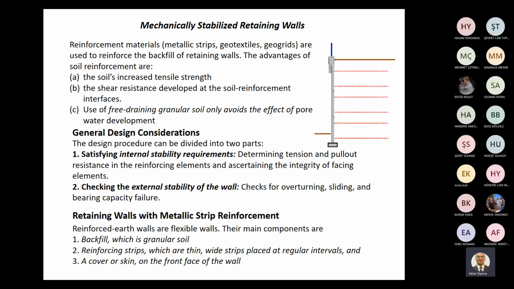Perfect drainage material, actually. The design procedures can be divided into two parts. One is internal stability, two, external stability. By saying external stability, we mean the same procedure for concrete retaining walls. Check for overturning, sliding, bearing capacity, and also other checks, settlement, general shear.